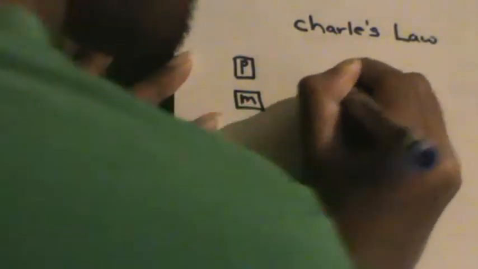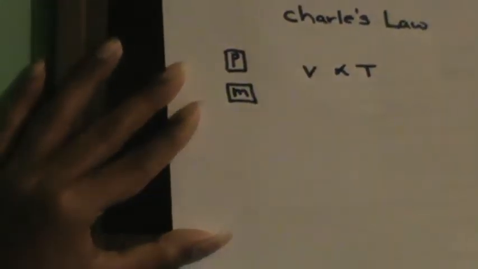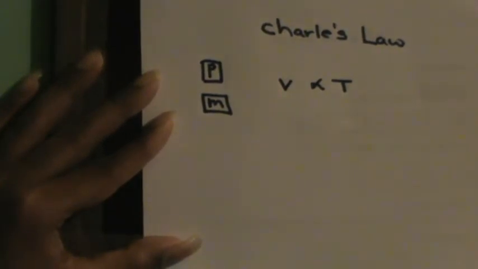So Charles law is a relationship that is built up between the volume of a gas and its absolute temperature, that is the Kelvin temperature, when the pressure and mass are constant. When the pressure is constant and the mass is constant, the volume of a gas is directly proportional to its absolute temperature. The absolute temperature means the Kelvin temperature, not the Celsius temperature.